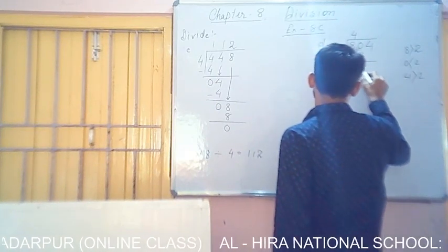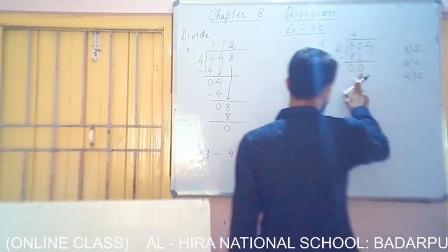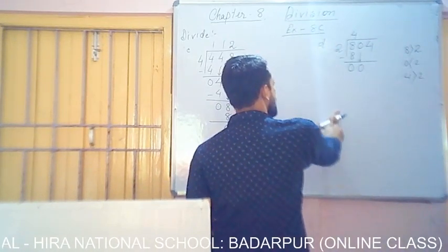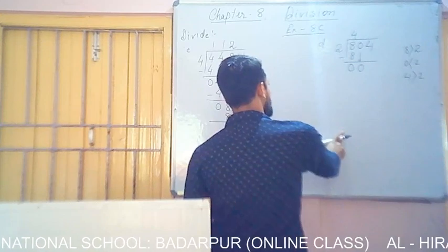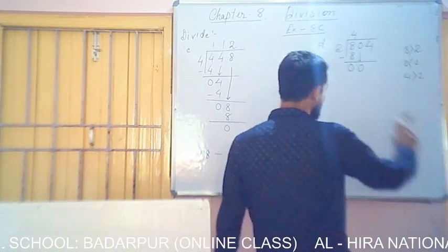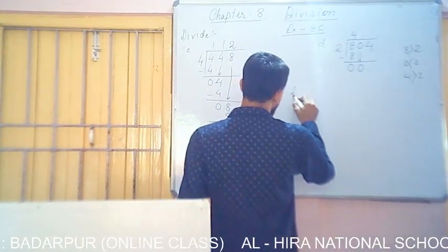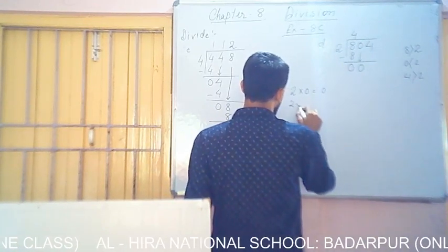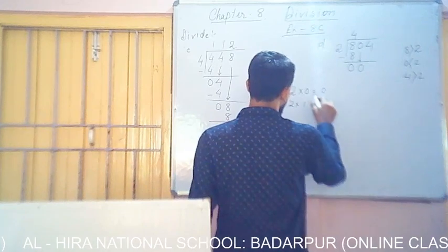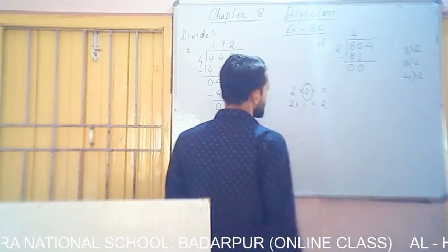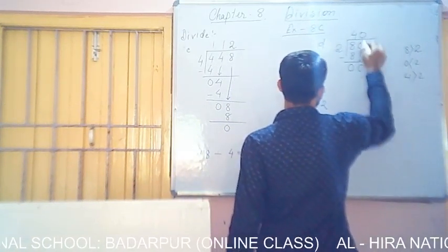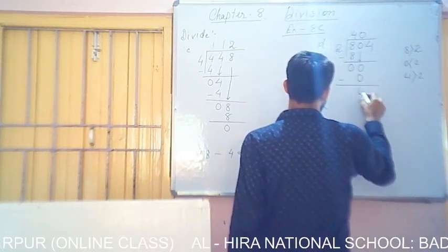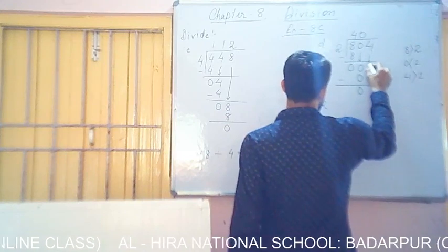Bring down 0 ones. That means now we have to multiply 2 with a number so that the result is 0. So 2 multiplied by 0 equals 0. 2 into 1 equals 2. So that means we are going to write here 0. 2 multiplied by 0 equals 0. Now next, if we subtract 0 from 0, we are going to get 0.